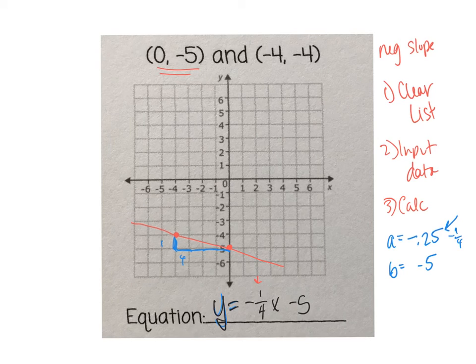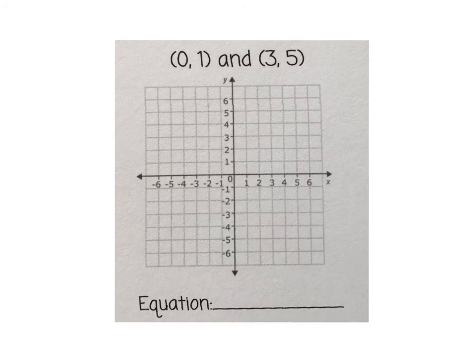All right, let's do one more together. Again, the first thing we're going to do is we're going to go ahead and plot our points. So the point 0, 1 and the point 3, 5. Again, I'm going to go ahead and hand sketch it. I can tell I'm going to have a positive slope this time. That's a terrible line, but we're going to have a positive slope. And I can see where the y-intercept is going to be.